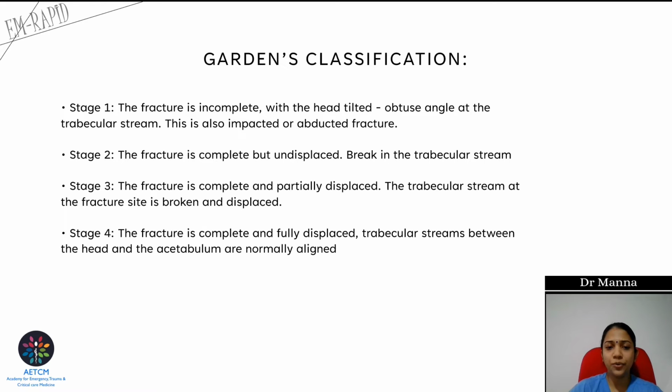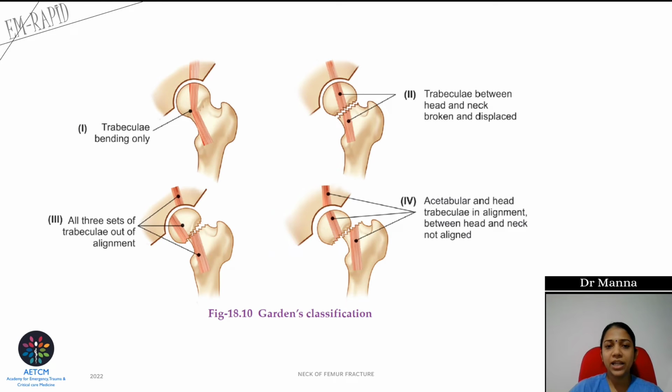Next is stage 4. It is also a complete fracture like stage 3, but it is fully displaced. In stage 3, it is partially displaced, but in stage 4, it is fully displaced. And we can see the trabecular stream is also not aligned, but the trabecular stream between the head and acetabulum will be normally aligned. So these are the 4 stages.